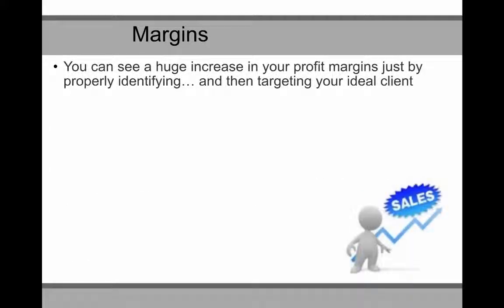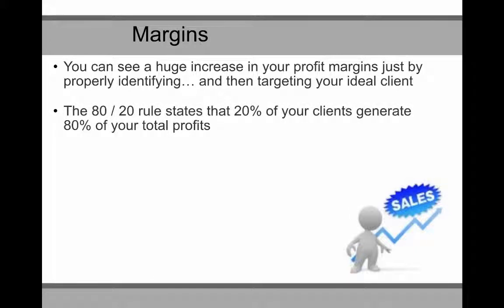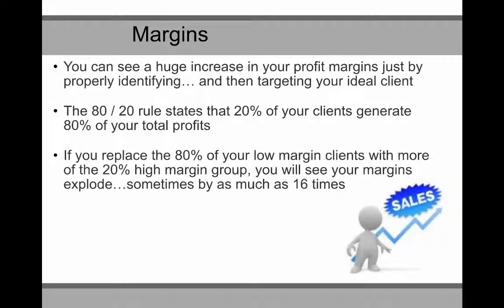Do you also realise that you can see a huge increase in your profit margins just by properly identifying and then targeting your ideal client? This ties into the old 80-20 rule, which states that 20% of your clients will generate 80% of your total profits. If you can replace the 80% of your low margin clients with more of the 20% high margin group, you will see your margins explode, sometimes by as much as 16 times.